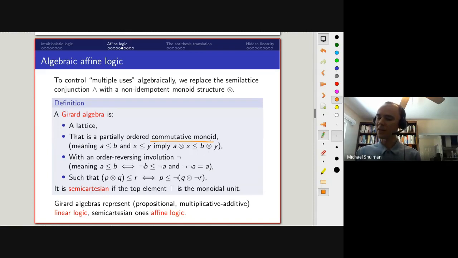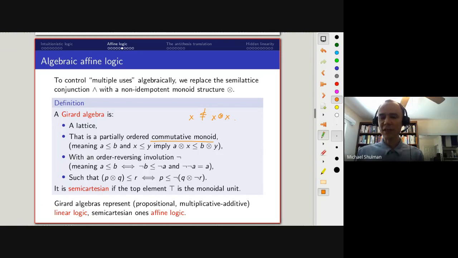And this tensor is sort of like a conjunction. You should think of it as kind of like a version of and, but it doesn't satisfy duplication, it doesn't satisfy contraction. So x might not be less than or equal to x tensor x, in contrast to the way the join and the meet in a lattice are idempotent.